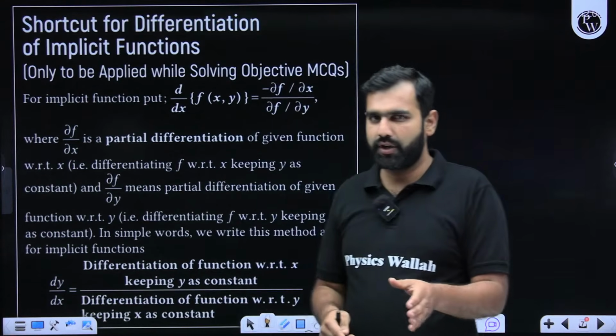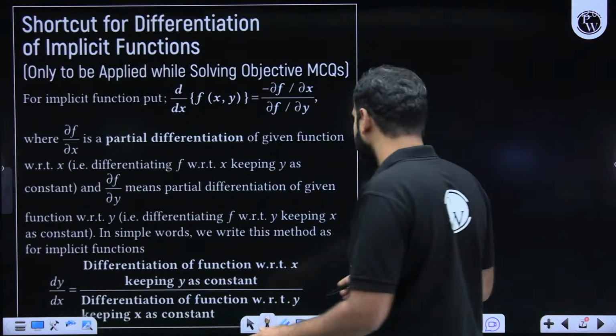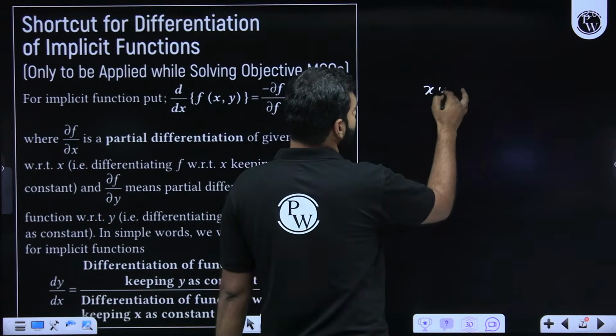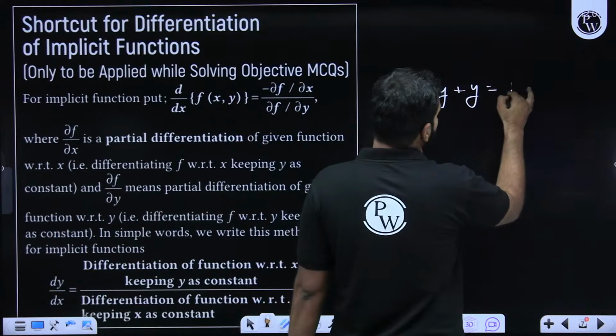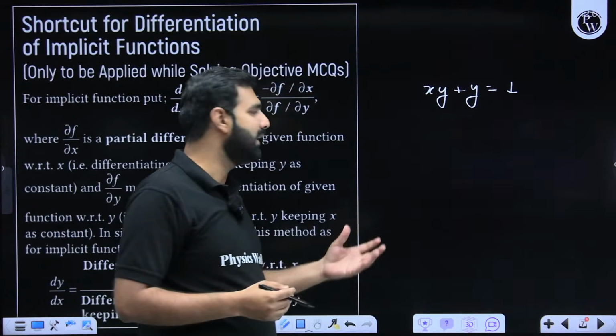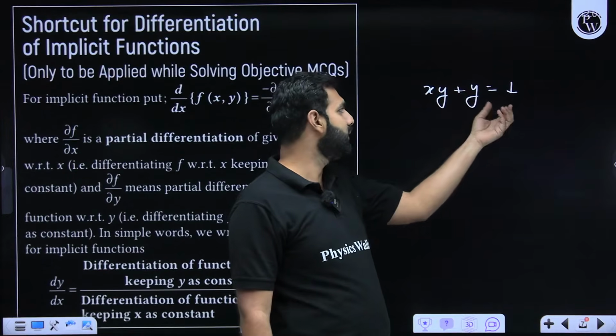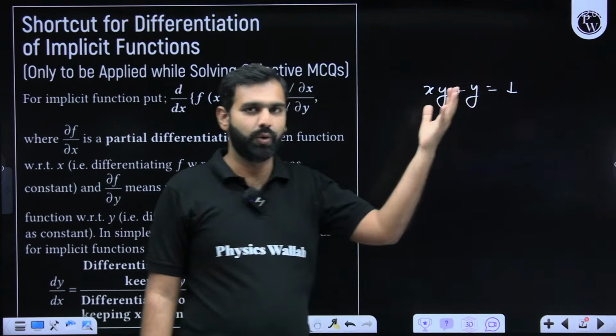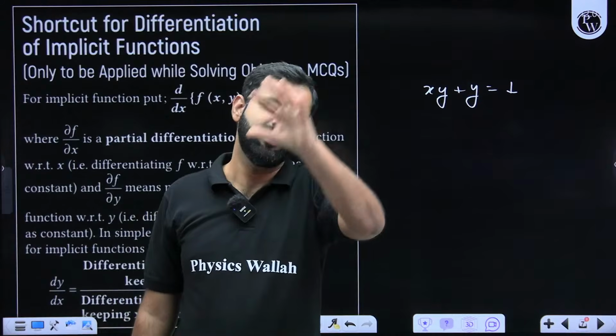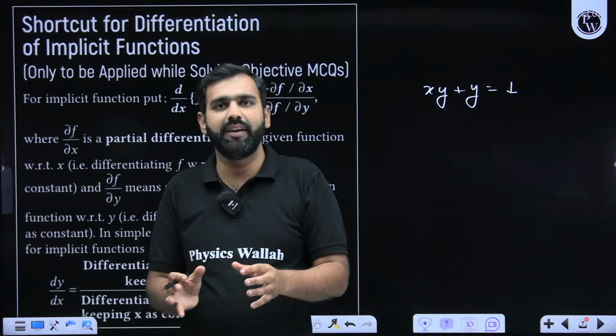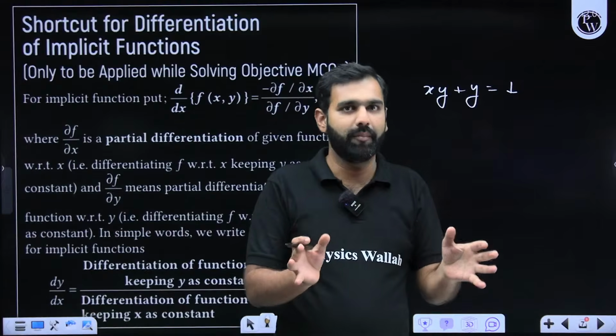So there is a short trick as well. First of all, one of the methods is, let's say there is a function xy plus y is equal to 1. How do you do it? In simple language, if I wish to differentiate it, I'll start differentiating both sides, and I'll get a term in dy by dx. After simplification and taking dy by dx common, I'll get the value of dy by dx in x and y.